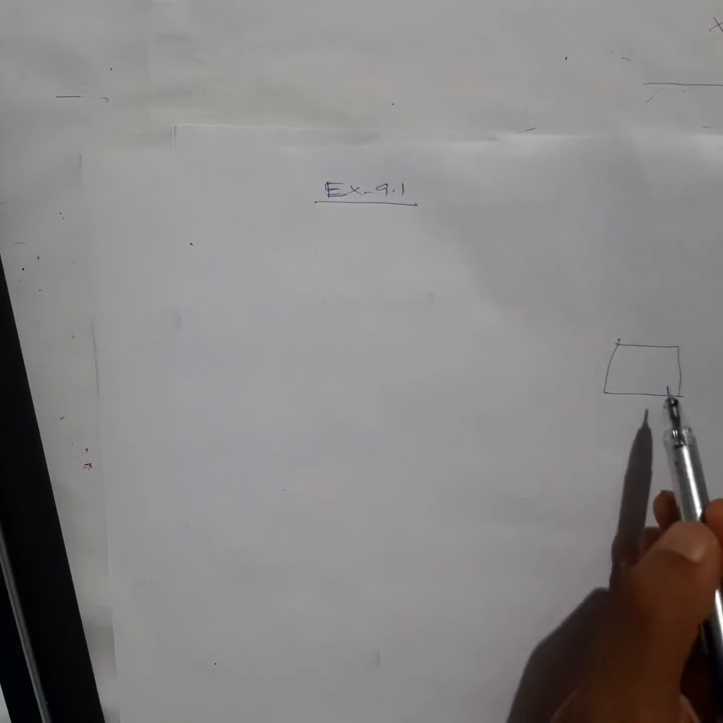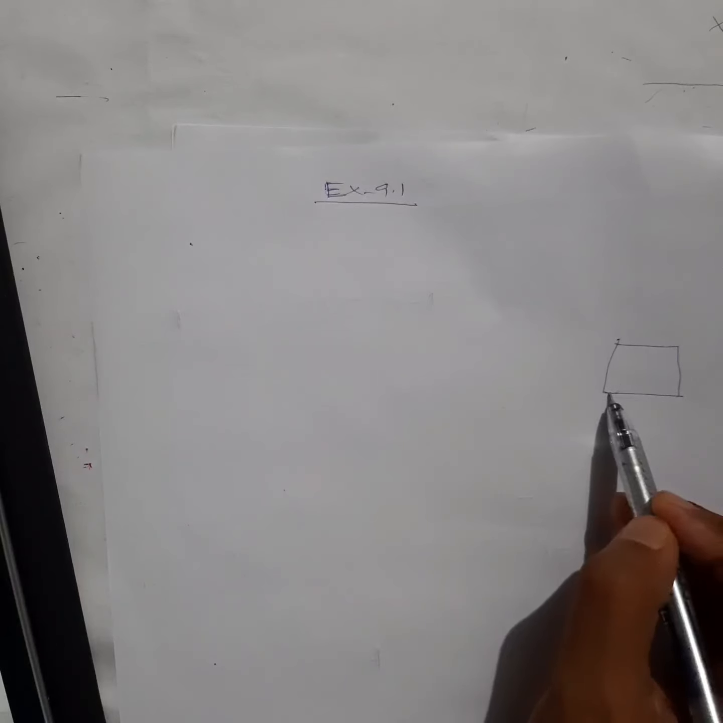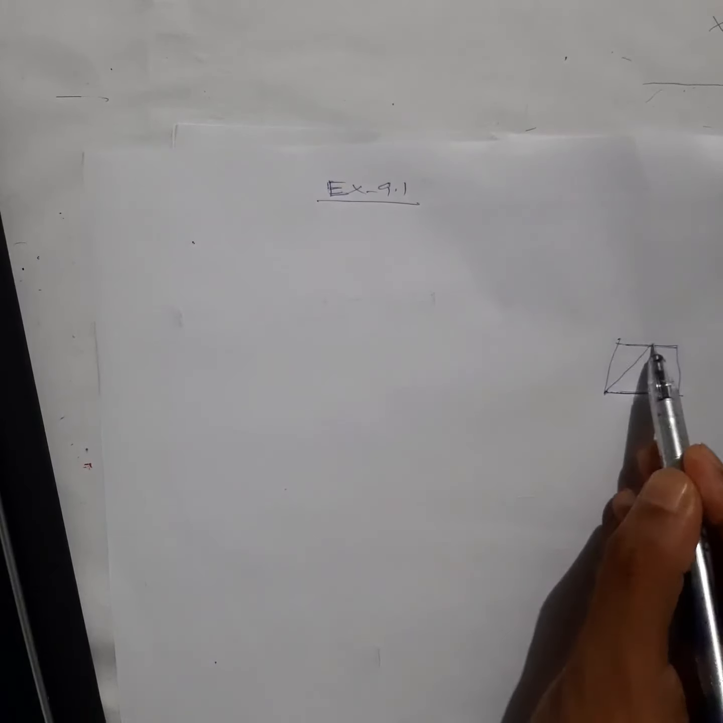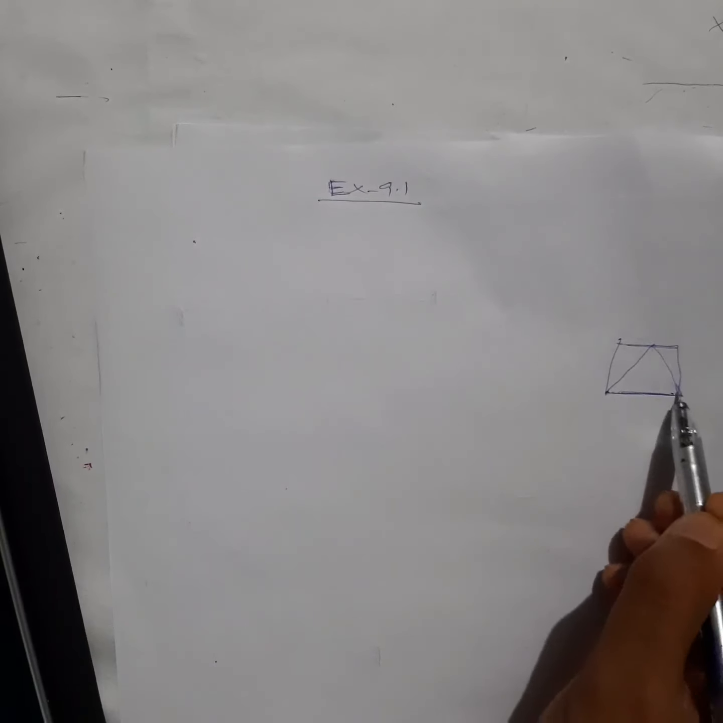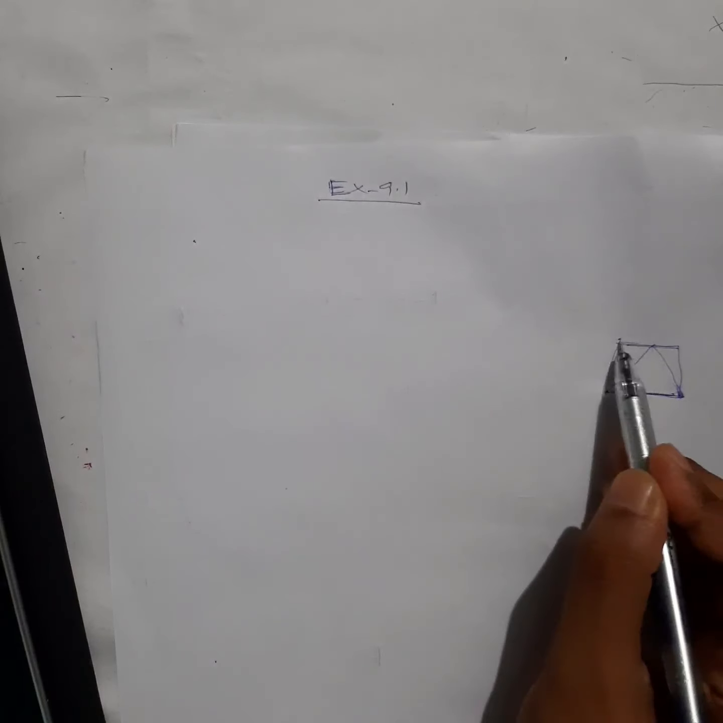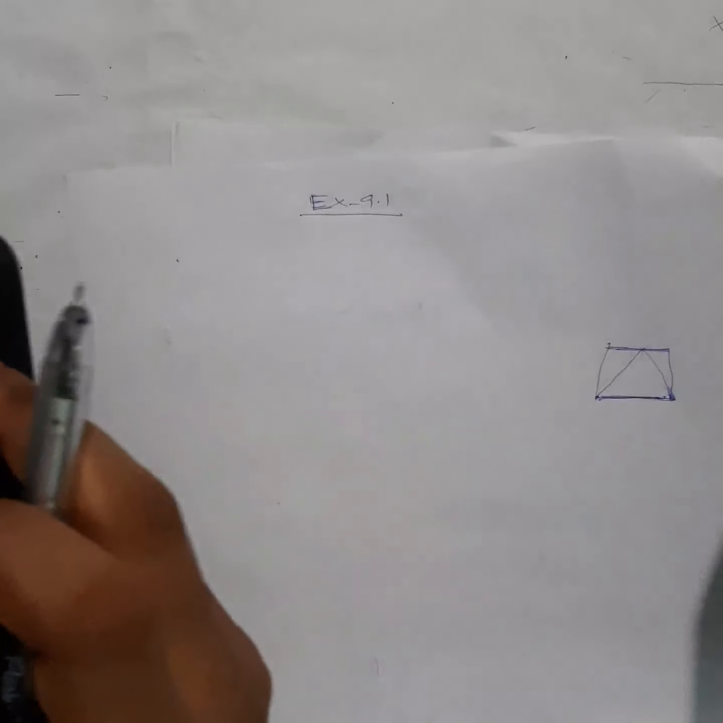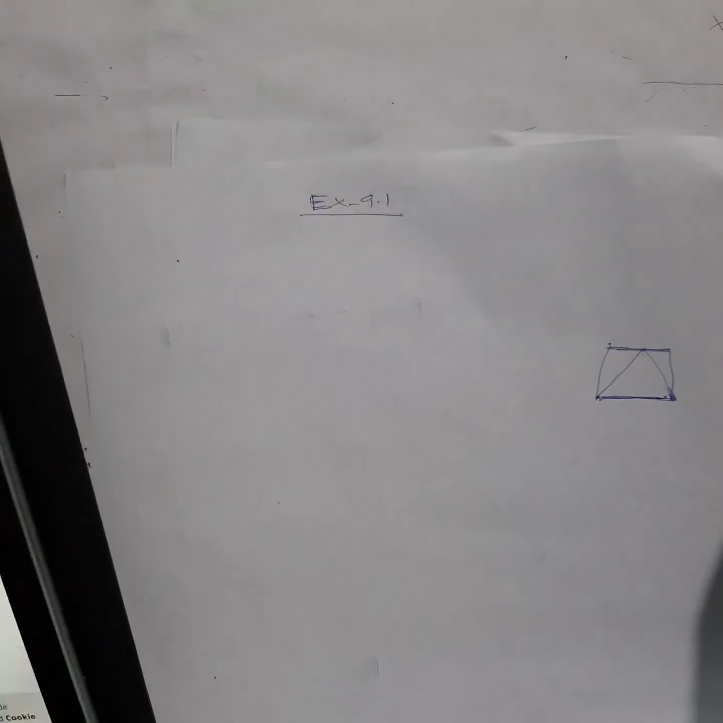Okay, students, so we'll start exercise 9.1 based on your topic which I discussed yesterday: same base and same parallel line. You have to figure out from the figure whether the two figures are lying on the same base and same parallel line or not. I showed you many examples yesterday, right? Both the figures should be on the same base and same parallel line. You have to find that out in your exercise 9.1.